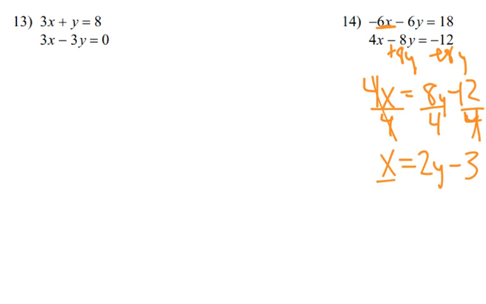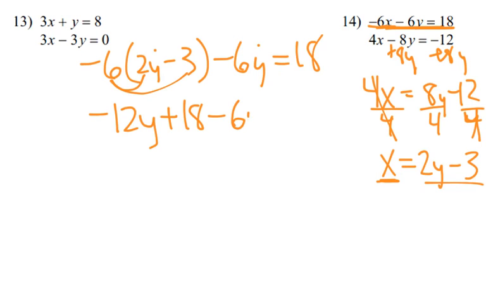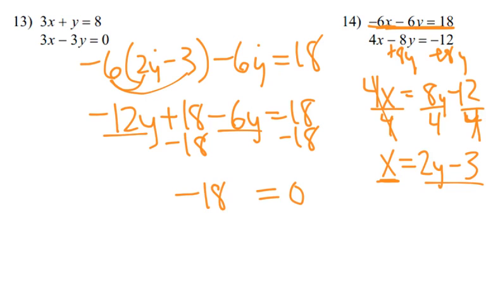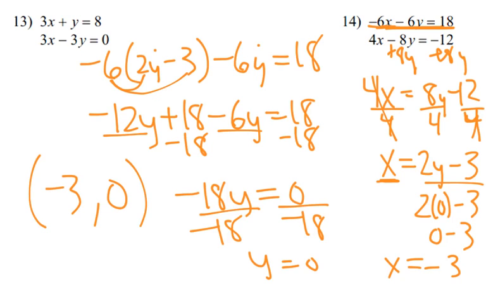3. Now I can substitute in for x in our other equation, and what I put there in its place is 2y minus 3. Now I've just got y's. Now I can simplify. Negative 12y plus 18, because we distribute, minus 6y equals 18. Subtract 18 from both sides, we get 0. Negative 12 minus 6, negative 18y, divide by negative 18, and we should know that y has to be 0. Okay, y value of 0, plug it back into this equation, we find our x value of negative 3. So the point where they intersect is (negative 3, 0) on the x-axis.